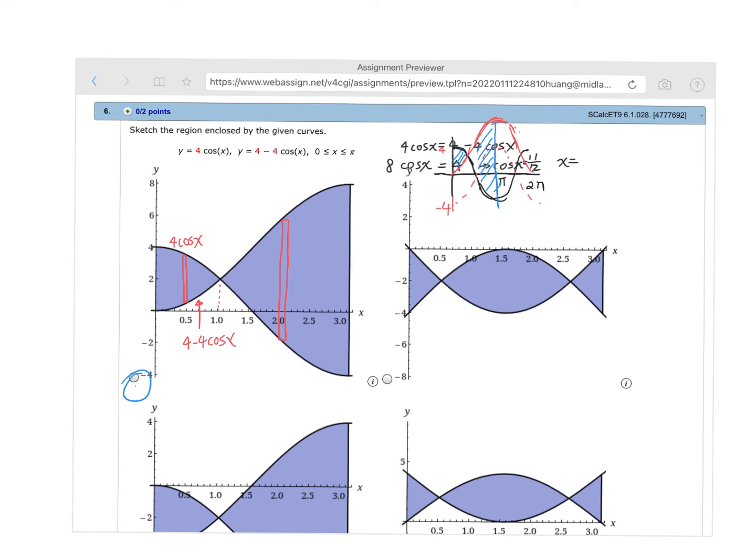And at what value of x is cosine x equal to 1/2? This is going to be pi over 3. So it's actually not 1. It looks like 1, so don't use 1. This guy is actually pi over 3. So 3.14 divided by 3, a little more than 1. Now, with that, let's set up the integral for the area.